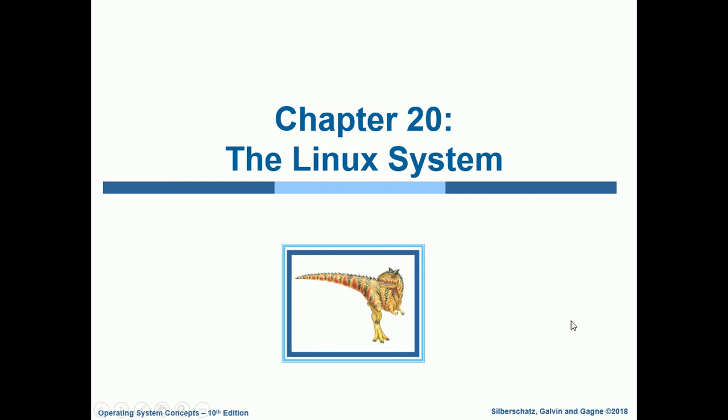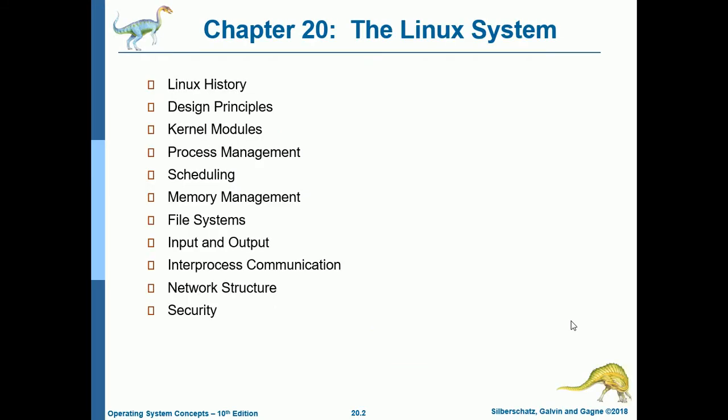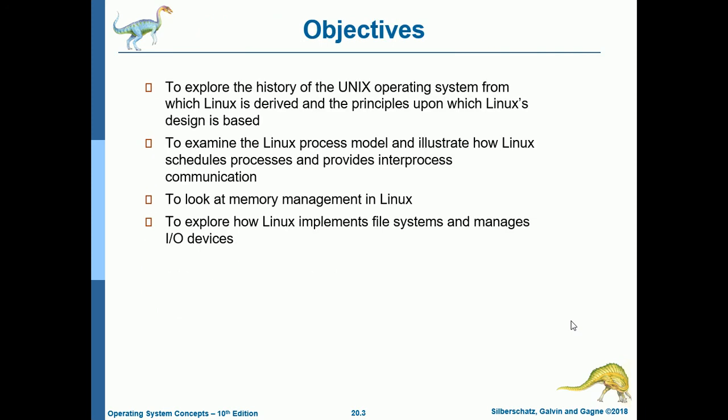So, chapter 20 is all about, again, the Linux system. The contents of chapter 20 are Linux history, design principles, kernel modules, process management, scheduling, memory management, file systems, input and output, interprocess communication, network structure, and security.